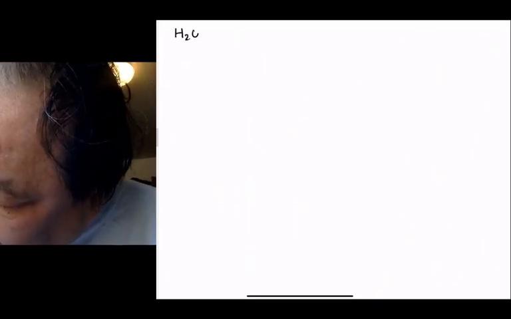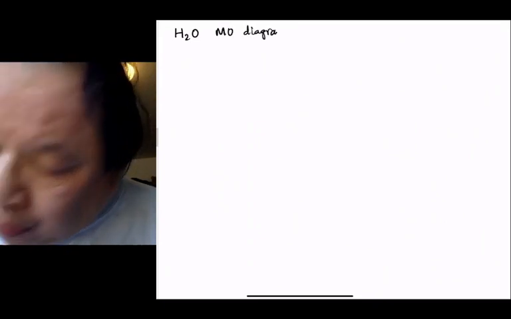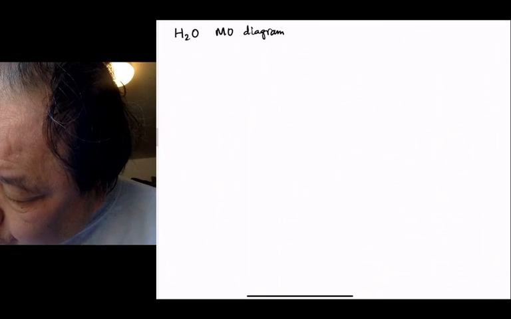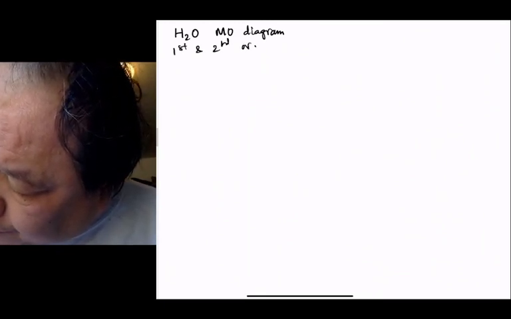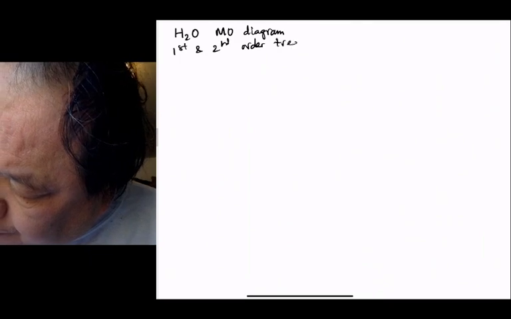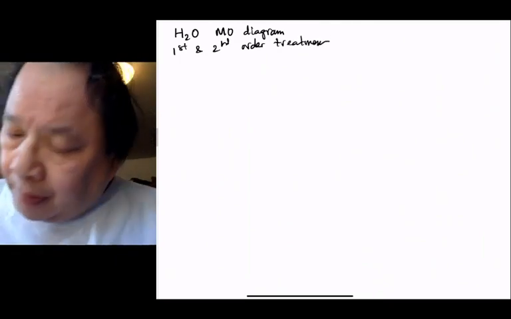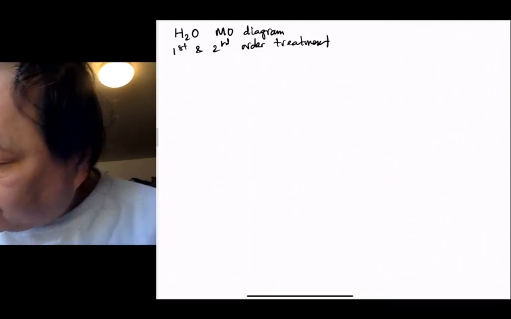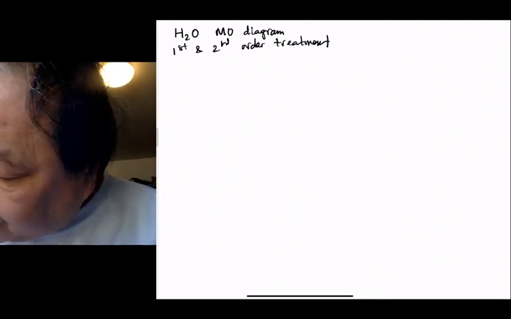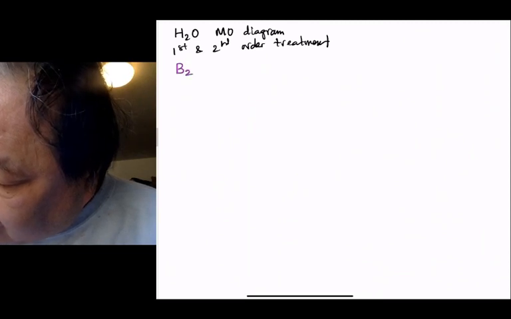The water MO diagram requires first and second order treatment. We have looked at one example of a molecule which required first and second order treatment before, the B2 molecule.